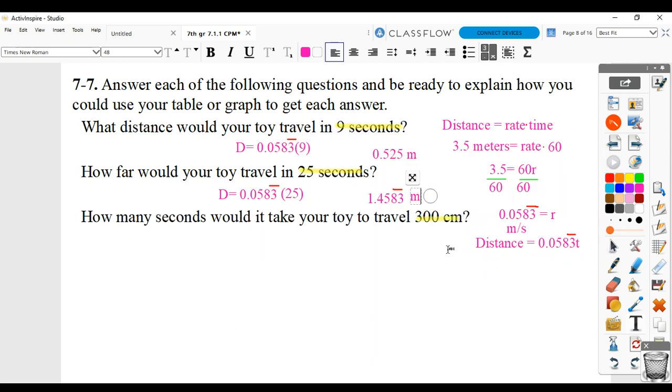And then for this last one, if we want to know how many seconds it would take our toy to travel 300 centimeters, first we'd have to change 300 centimeters to meters. Because again, remember that our rate is in meters per second. So we are either going to have to change our rate to centimeters or change our centimeters to meters. Got to change them so that we're comparing apples to apples, not apples to oranges. So remember, the way to change from centimeters to meters, since there are basically 100 centimeters in a meter, is to move your decimal 2 places to the left. So in other words, 300 centimeters is 3 meters.